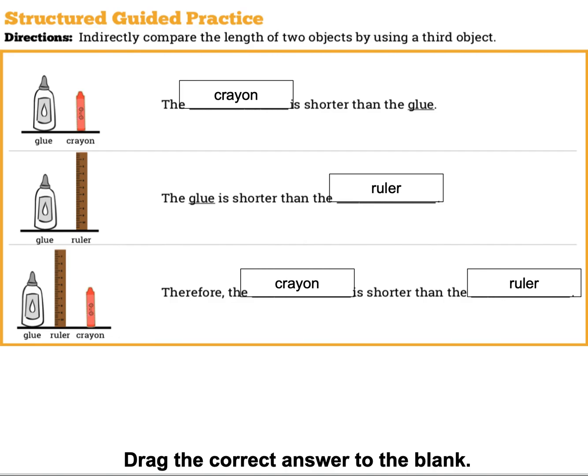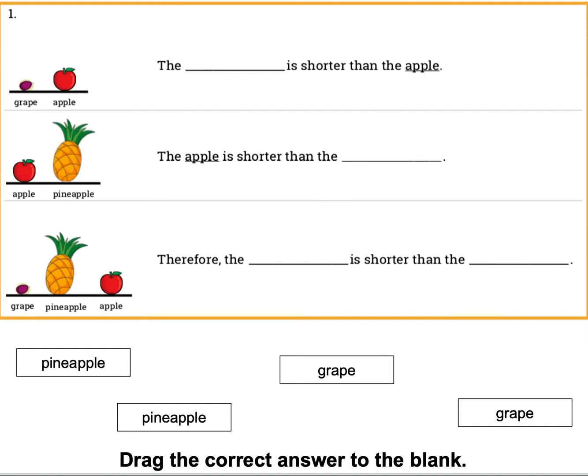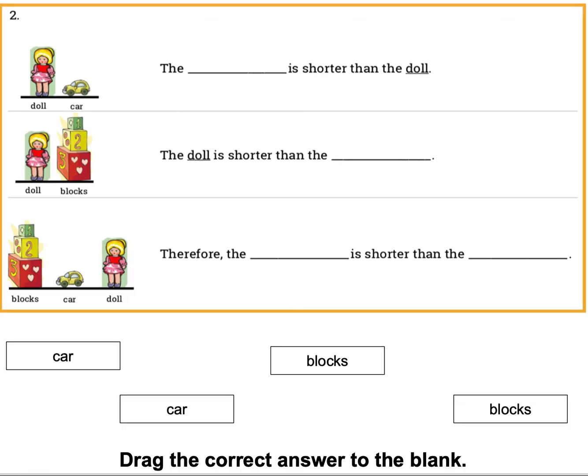Now, you're going to try it with the grape, apple, and the pineapple, and then with the doll, the car, and the blocks. Go.